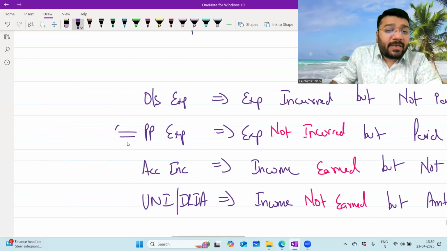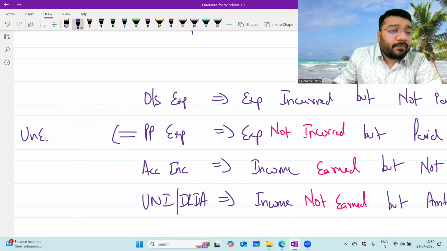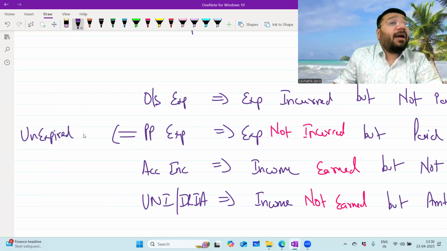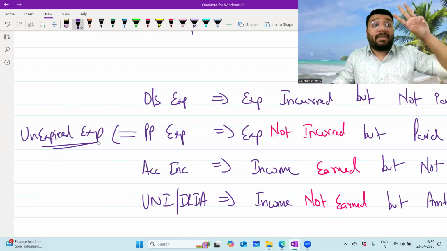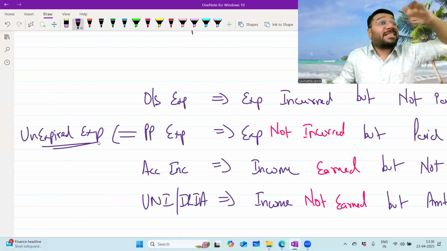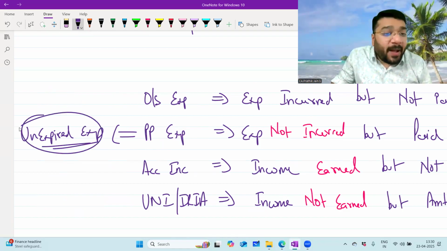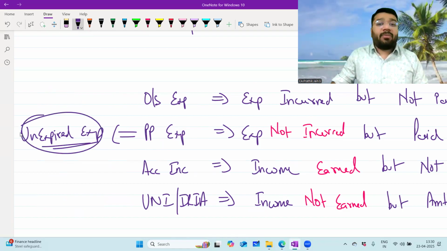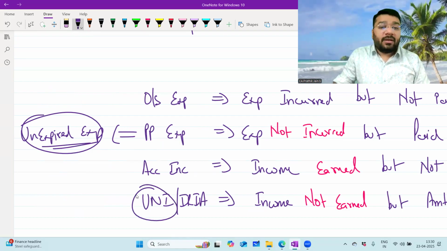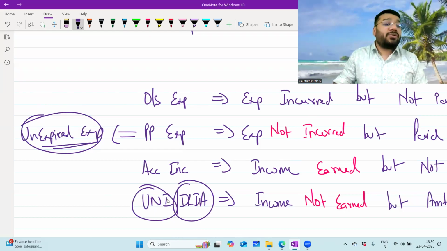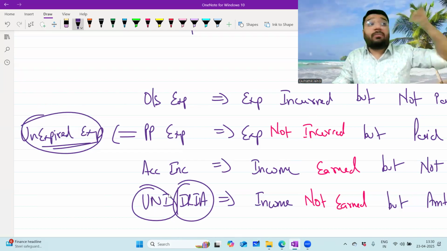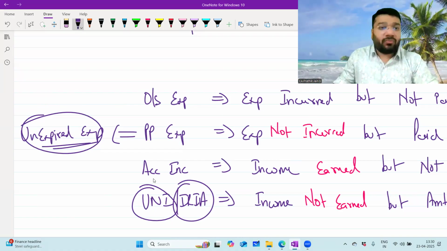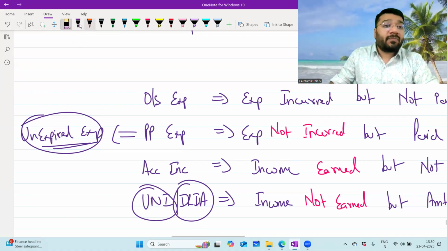Prepaid expenses, sometimes it is called unexpired expenses. Means what? The benefit that you're supposed to receive from the insurance company for the 3 months in future, that is not expired yet. So this is also called unexpired expenses. Any problem? Unearned income is also called income received in advance. So sometimes these have double nicknames, different names. So either way they can ask the question. You have to be very vigilant.